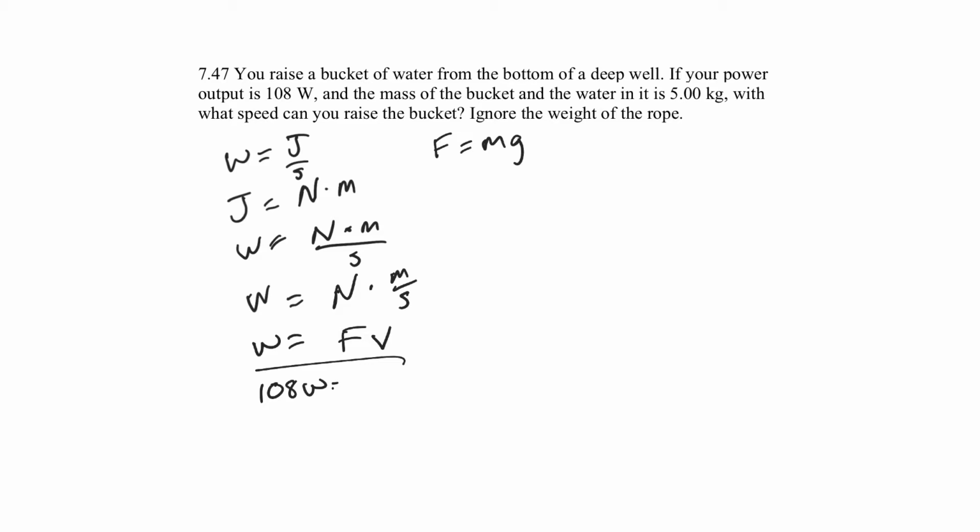All right. So 108 equals 49.05 times what meters per second? Well, that's what I'm trying to find. X meters per second is what I'm trying to find. So I'm going to take 108 and divide it by 49.05. And I have 2.2 meters per second. Okay, pretty cool question, I think.